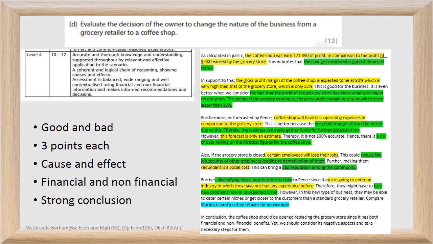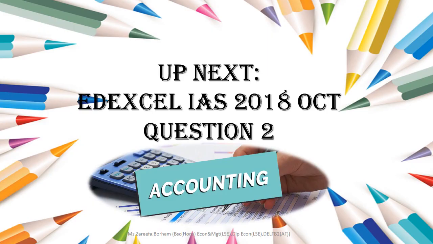Compare Starbucks and a coffee retailer for an example. In conclusion, the coffee shop should be opened replacing the grocery store since it has both financial and non-financial benefits. Yet, we should consider its negative aspects and take necessary steps for them. In this, the yellow highlights are the key points. Green ones are the cause or effect points. Blue ones are examples.